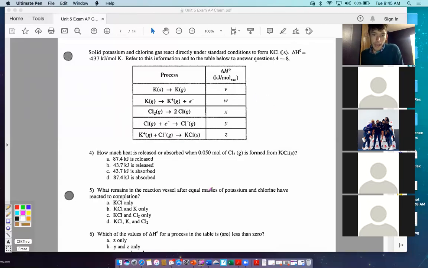So equal masses of potassium and chlorine react to completion. So once again, I know that the balanced chemical equation is this: K plus 1/2 Cl2 is going to yield KCl.